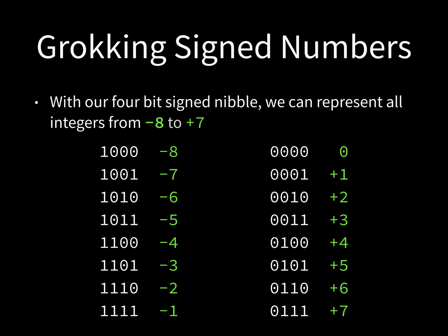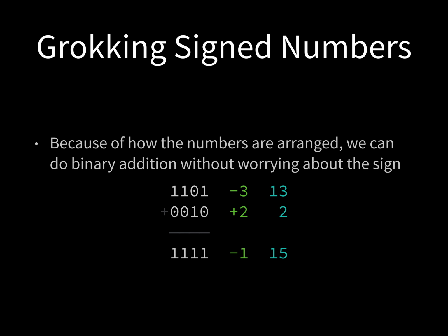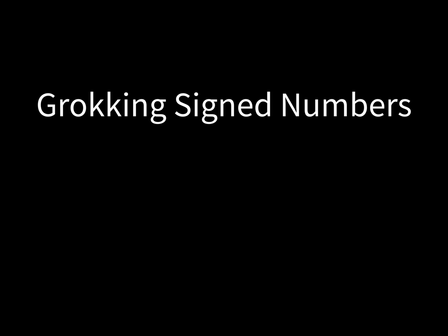There are still only 16 bit patterns that we can represent in 4 bits. 8 of them represent numbers that are negative, and 8 of them represent numbers that are not negative. Because of how the numbers are arranged, a computer processor can do binary addition without needing to know whether the two numbers it's adding are signed or unsigned. The resulting bit pattern will be the same regardless. It's all about the interpretation. Now that we grok how signed numbers are represented in binary, we can move on to discussing signed overflows.